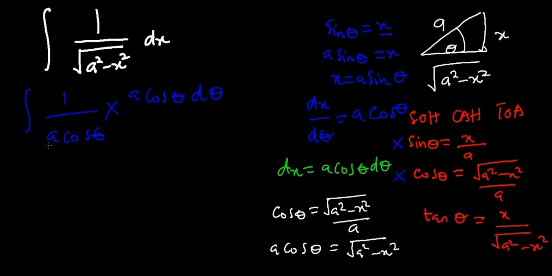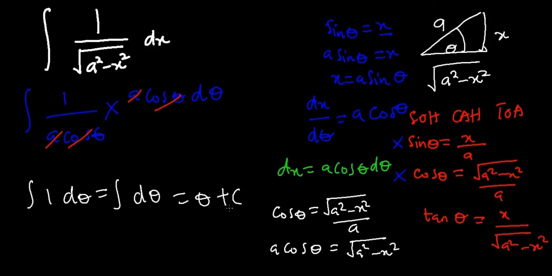Okay, so from here you can see that you can cancel out the a, you can cancel out cosine of theta. Okay, and then we have the integral of 1 d theta, which is the same as the integral of d theta, and this will give me theta plus c.